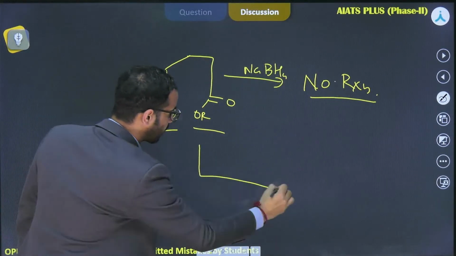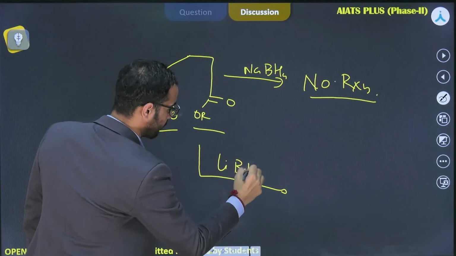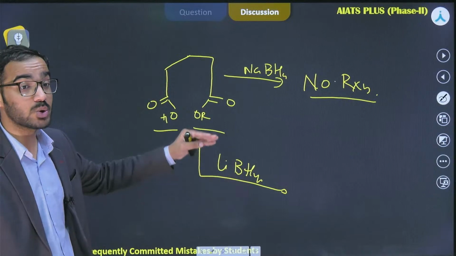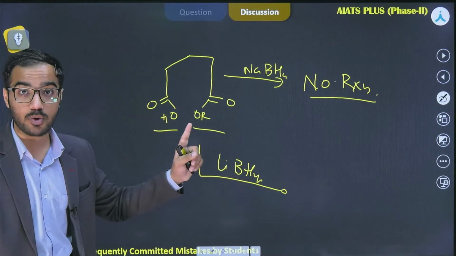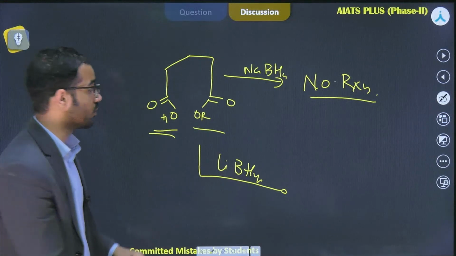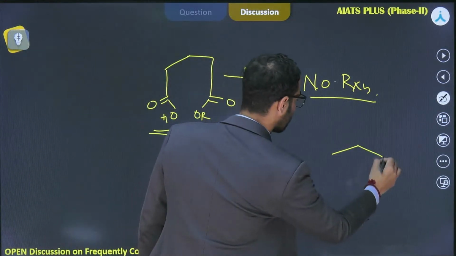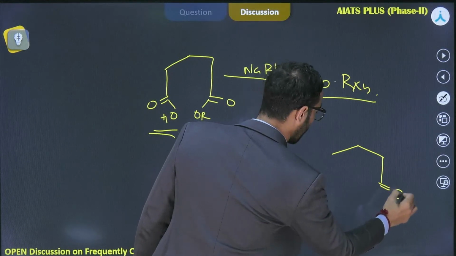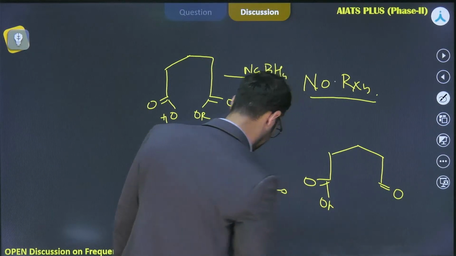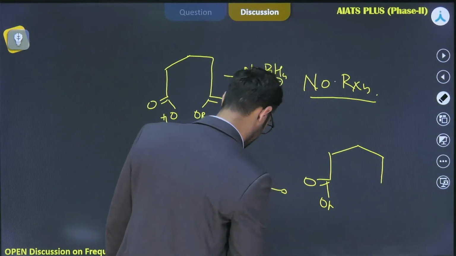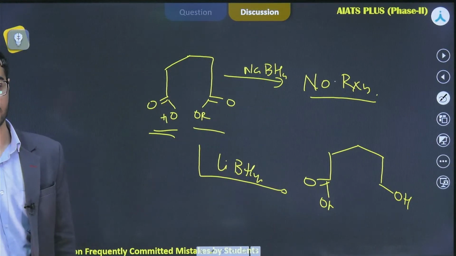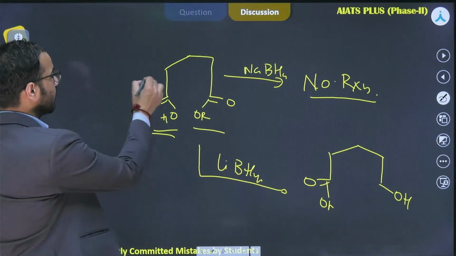So if we are reacting with LiBH4, what will be the case? LiBH4 can reduce only the ester portion and will not touch any kind of acid. So what will you get? You will be having C double bond O, OH, and it will reduce the ester to alcohol. You will be having alcohol over here. Is it clear?